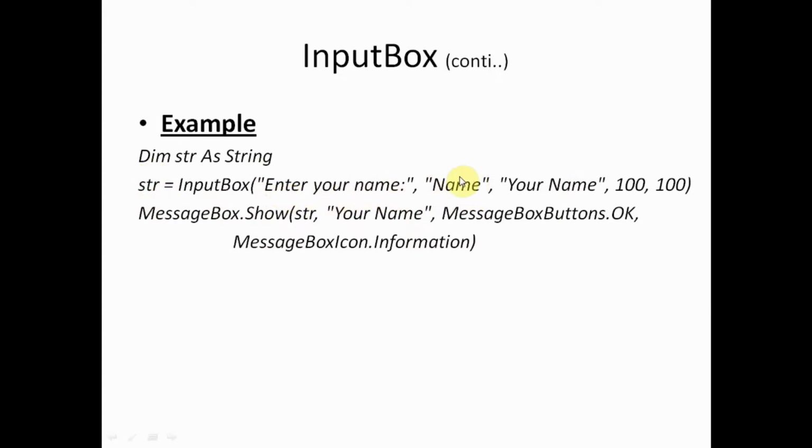In the title bar I want to display "Name". As a default value I specify "Your name", and it will be displayed at the 100,100 position on the screen. If I want to use the value written in this input box, it is handled within the str variable, so we can use str wherever necessary. Here I have specified the str variable, so the value present within str will get displayed within the message box.